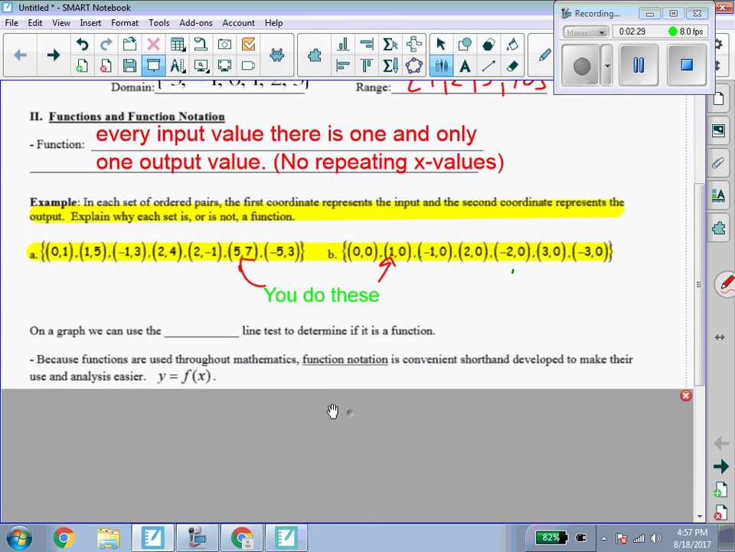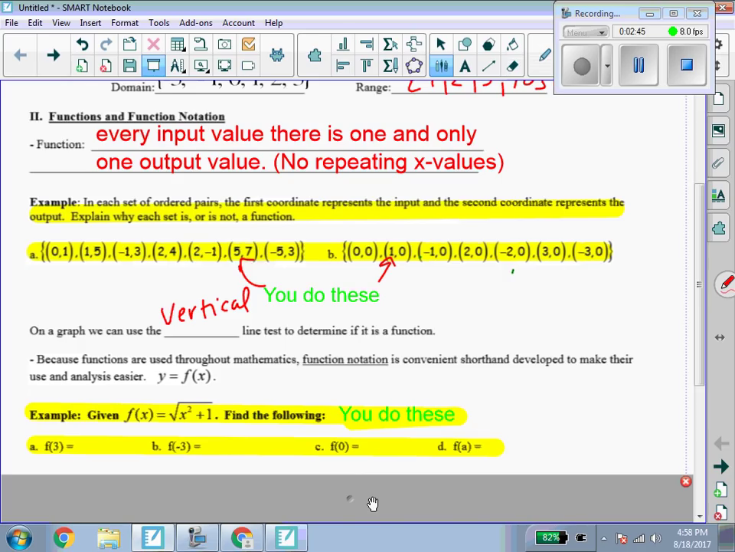Then it says on a graph, we use the vertical line test to determine if it's a function. Because functions are used throughout mathematics, function notation is a convenient shorthand developed to make their use easier as we're analyzing these functions. So instead of using y equals, we're going to use this notation right here, which is f of x, which is, again, the function notation. So for examples, it says, given f of x equals the square root of x squared plus 1, find the following. You're going to do A through D on your own.